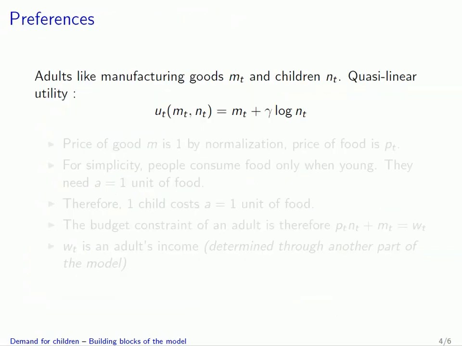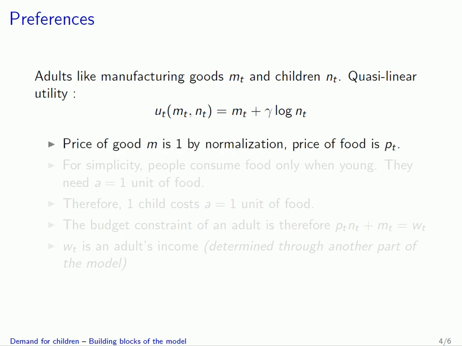In terms of preferences, we know that adults like two things. They like manufacturing goods, which we denote as M_T, and they like to have children, N_T. We'll assume that their preferences are represented by a quasi-linear utility. So the utility of adults in period T, U_T, is a function of M_T and N_T, which is equal to M_T plus gamma times log of N_T, where gamma is some parameter.